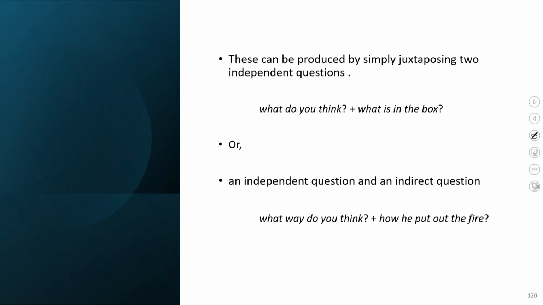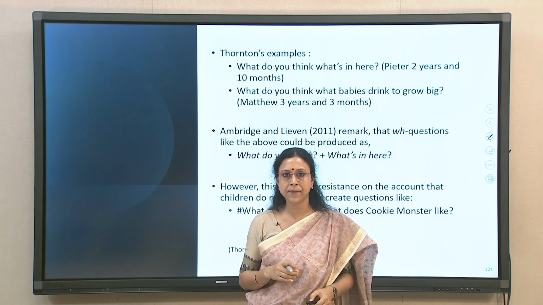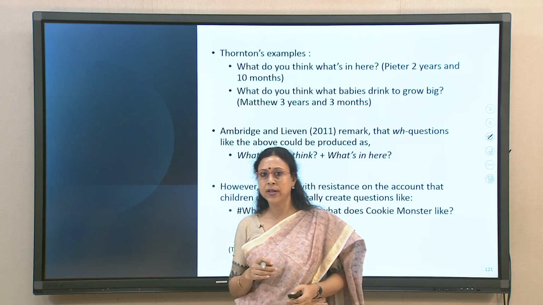So, these can be produced by simply juxtaposing two independent questions, what do you think plus what is in the box, or an independent question and an indirect question. So, what way do you think plus how he put out the fire. So, this is what the juxtaposition analysis of the question formation is. So, juxtaposition analysis comes from the usage based theory. On the other hand, the idea of movement comes from the nativist theory. These are the two ways of looking at it.